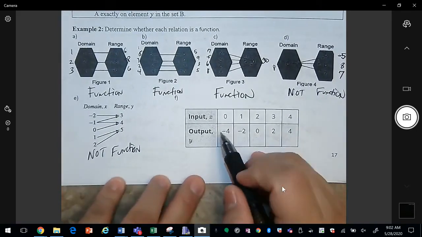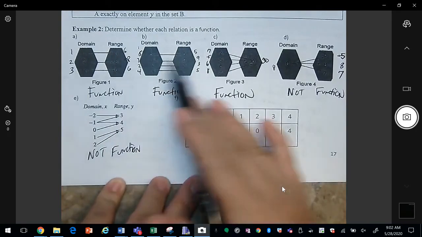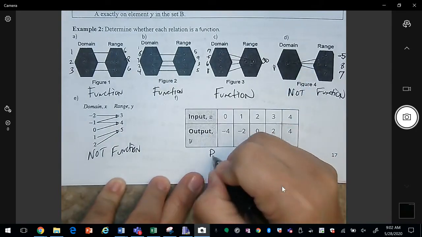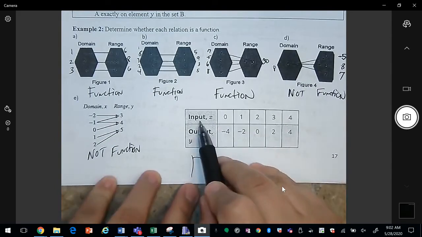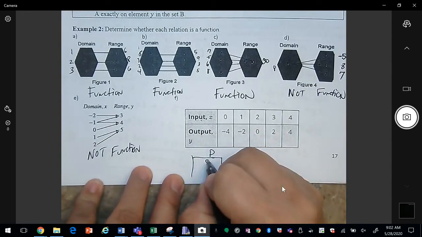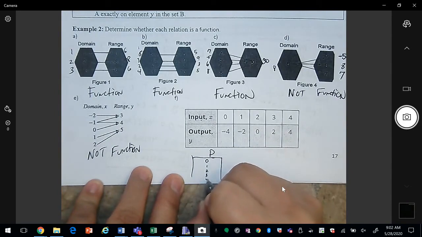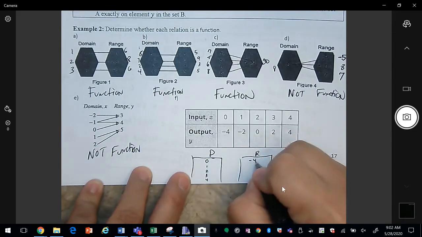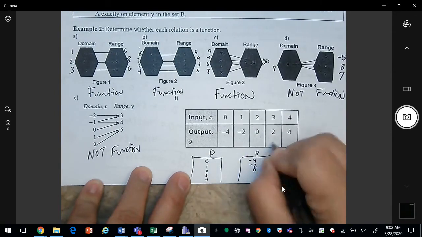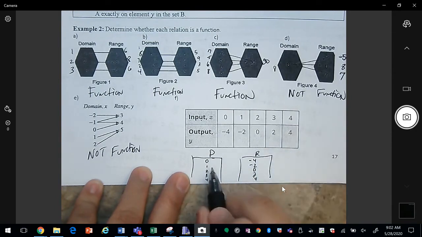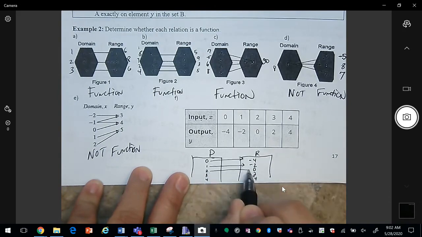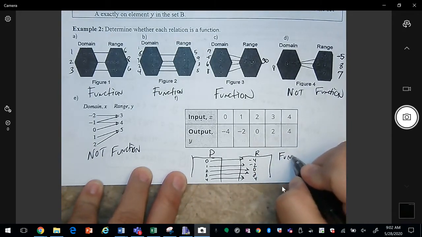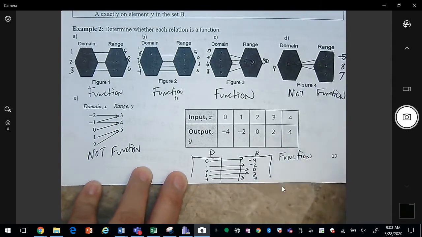Letter F, they give us the information a little bit different than this picture, but you can draw your own picture. So remember the input is your domain. So we have the number 0, 1, 2, 3, and 4. And then for range, we have -4, -2, 0, 2, and 4. So 0 is going to -4, 1 goes to -2, 2 goes to 0, 3 goes to 2, and 4 goes to 4. They're all going to just one element in the range, so that makes it a function.